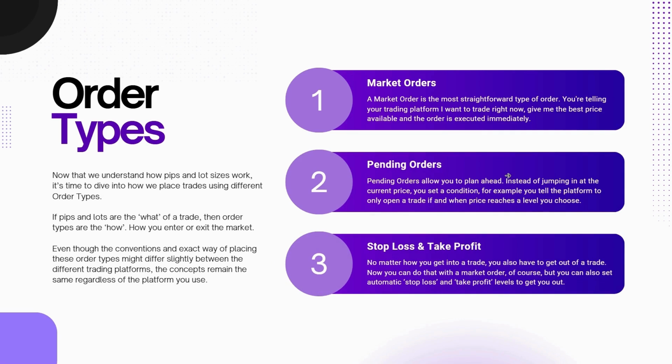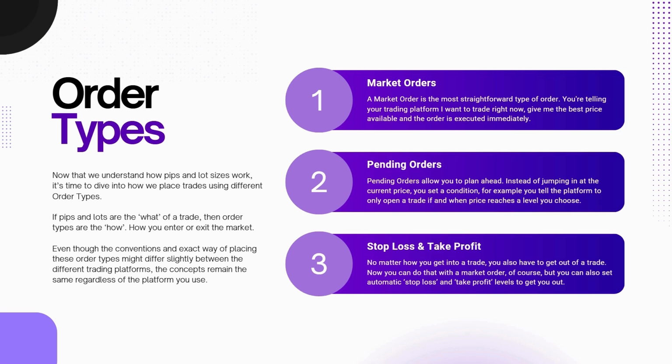Let's take a closer look at how we can actually place trades on platforms by using different order types. We'll stick to the MT5 platform in our examples for now, but the concepts of these order types are very similar between various platforms. When it comes to order types, think of them as instructions we give the platform to tell it when and how to open or close a trade. So let's go through the main ones.